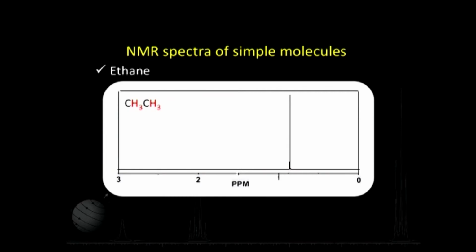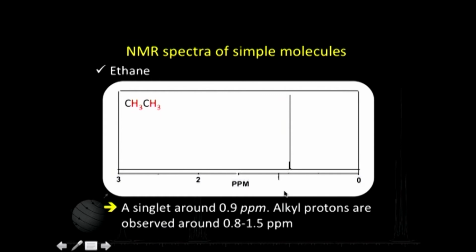The spectrum of ethane is very simple. It is just one signal here, because in case of ethane there are 6 protons and all of them are equivalent. So, since they are all equivalent, they will give me only one signal. I get a signal somewhere around 0.9 or 0.8 ppm, and that is a typical position where the alkyl protons are observed. The range for alkyl protons is about from 0.8 to 1.5 ppm. That's where we look at the hydrocarbon part of it, or rather the saturated hydrocarbons, which are to be observed in this range.